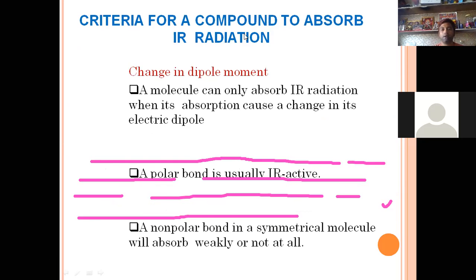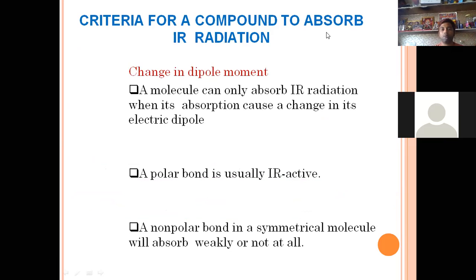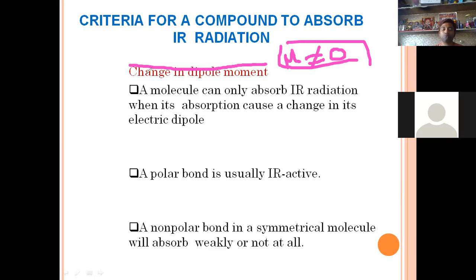So, the criteria for a compound to absorb IR radiation. What is the criteria for a compound to absorb IR radiation? When will the compound absorb IR radiation? The first criterion is that there must be a change in dipole moment. It must not be zero. There should be a change in dipole moment.